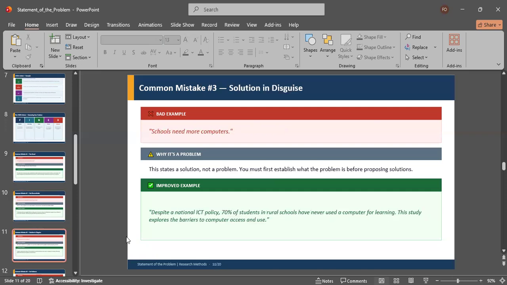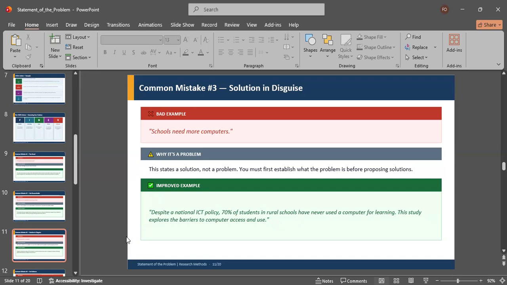Let's go further again. I think I should have covered this and I will ask the class, but I already did this already. Now, mistake 3: solution in disguise. If you remember the example I gave earlier, while talking about how a research problem should look like, there are some things that are actually problems but look like a solution. When you're already giving us a solution, then that's not a statement of the problem. That is a statement of solution.